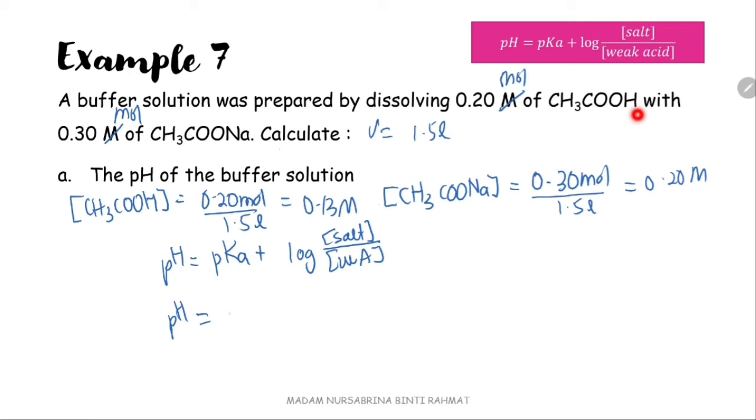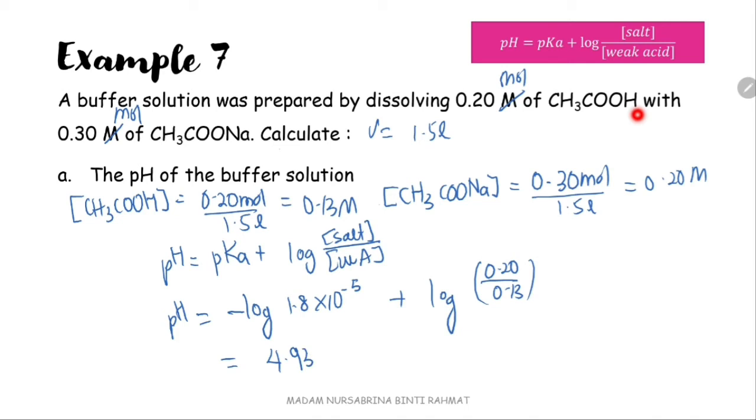So pKa is negative log Ka, and our Ka value for this ethanoic acid is 1.8 times 10 to the power of negative 5, plus log of the salt concentration over the acid concentration, which is 0.20 molar over 0.130 molar. So you will get the pH to be 4.93. It's less than 7, therefore this one is your acidic buffer.